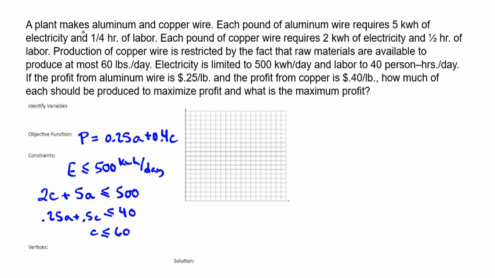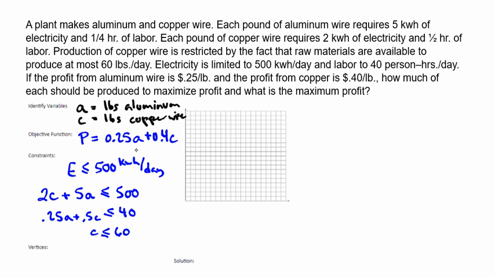Let's go. I put profit up here, so 25 cents per pound of aluminum, 40 cents per pound of copper. And so A and C are my variables. A is pounds of aluminum wire, and C is pounds of copper wire.